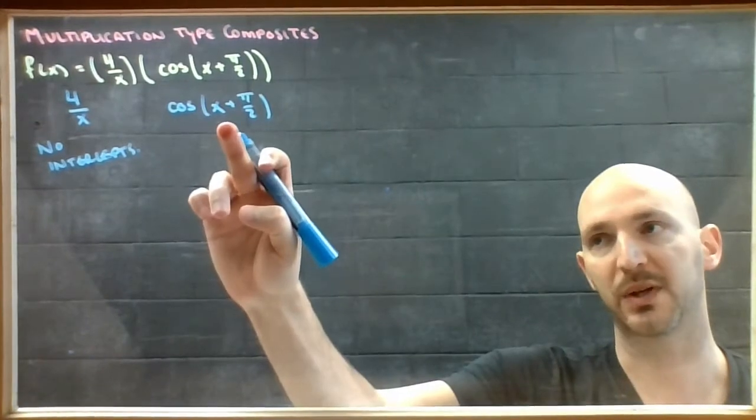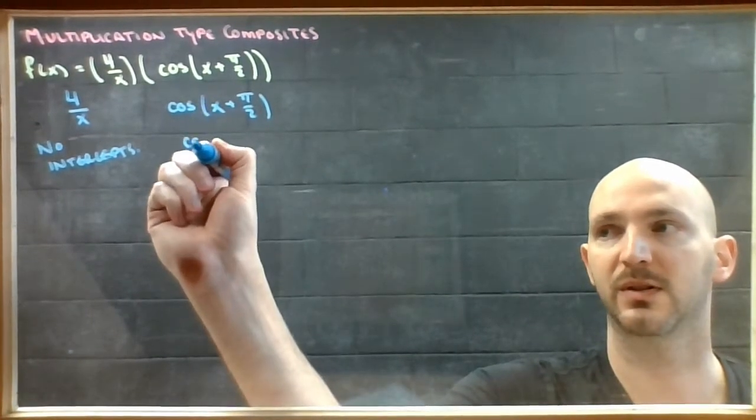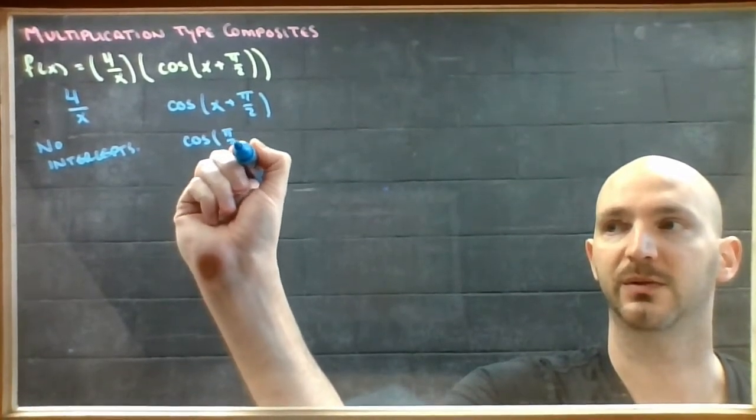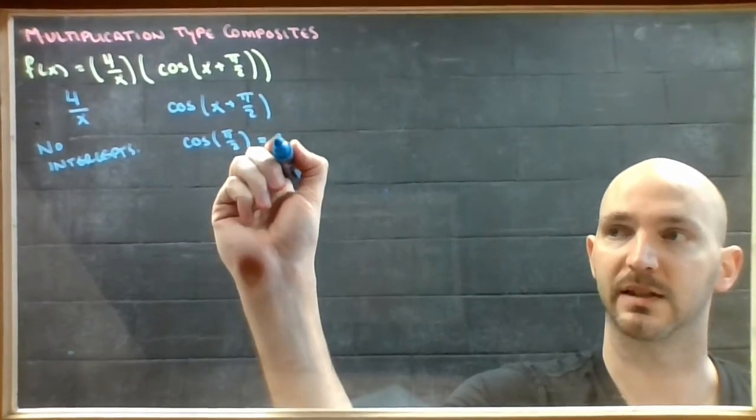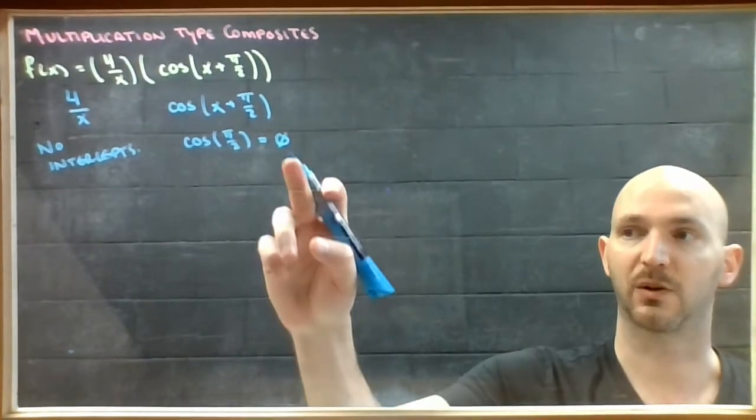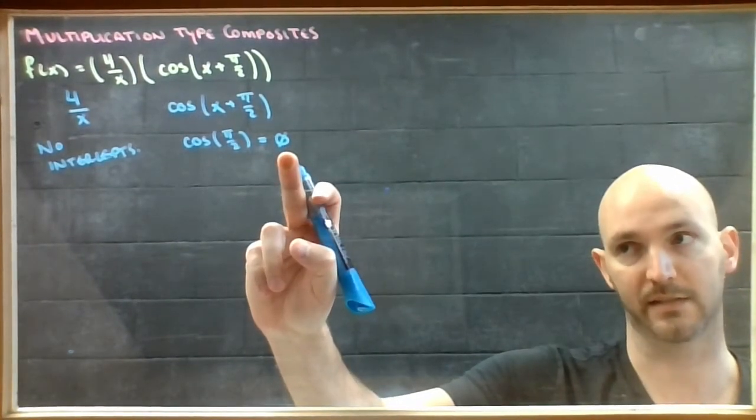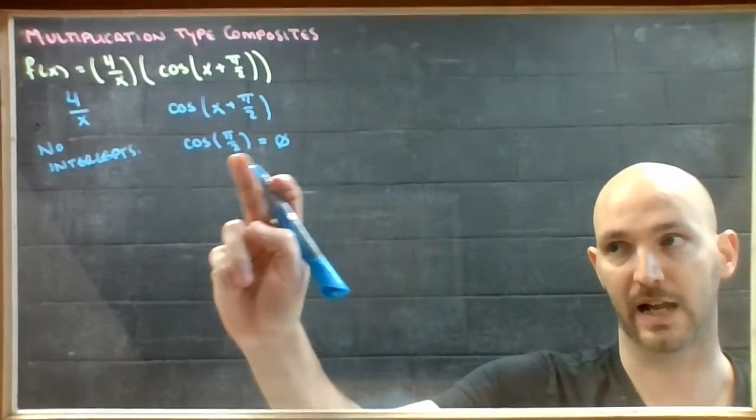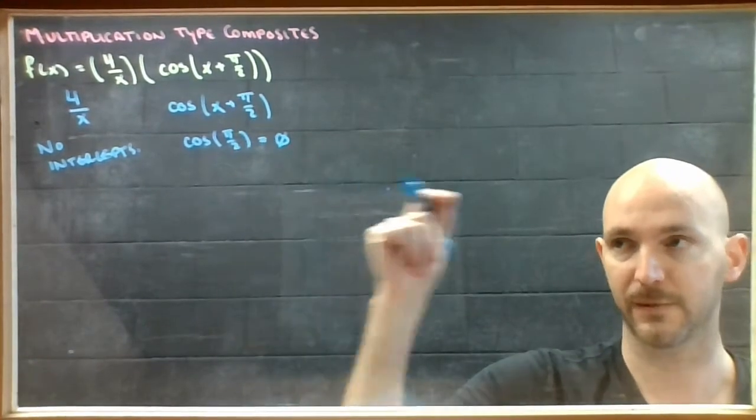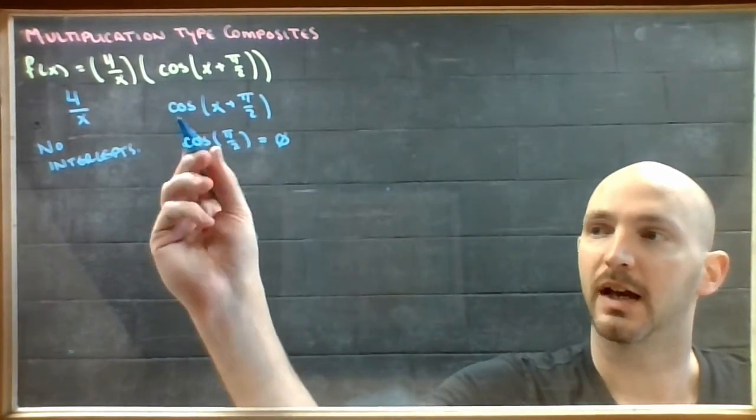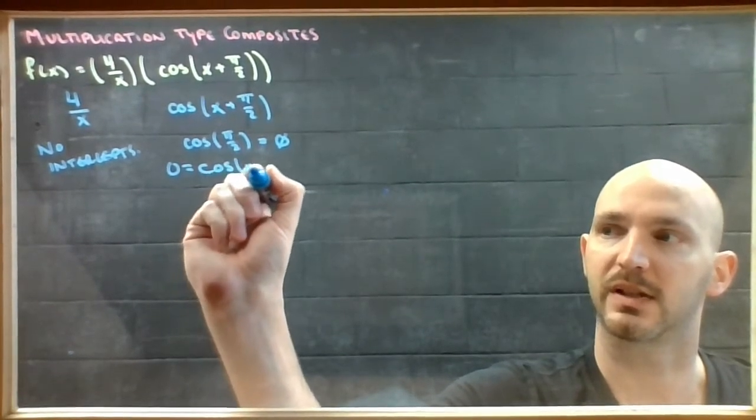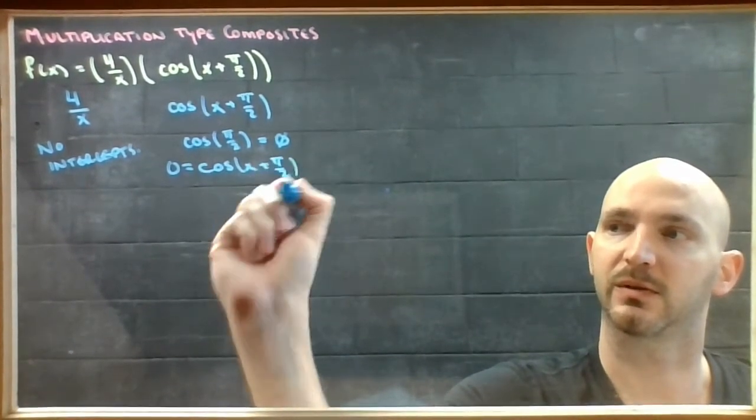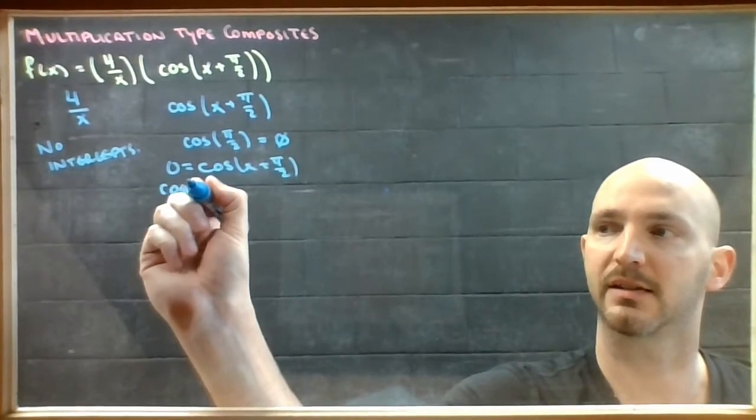This one, if I put in 0, I end up with cos of pi over 2. And the cosine of pi over 2 is 0. So I have an x and y intercept at x equals 0. X-intercepts, I set that thing equal to 0, pi over 2, arc cos both sides.